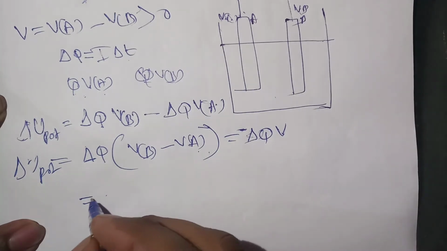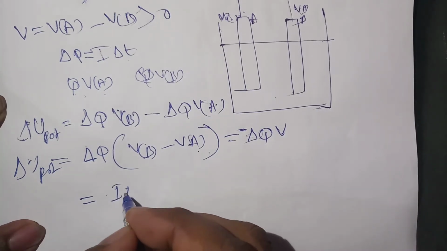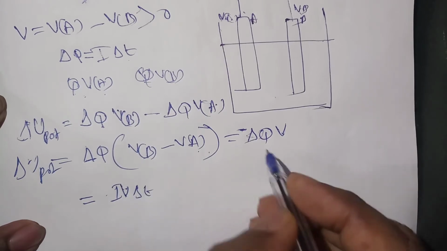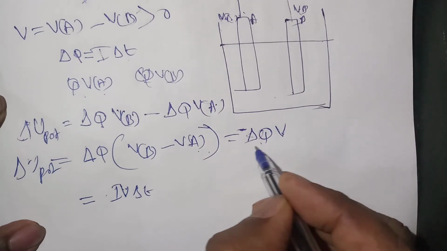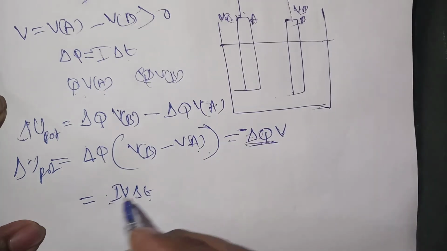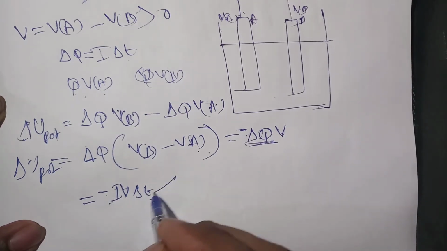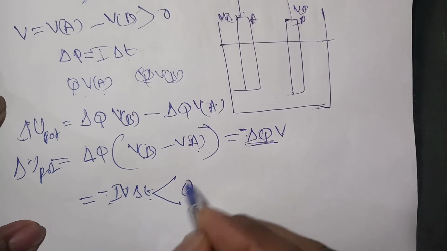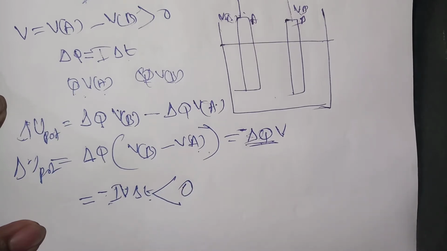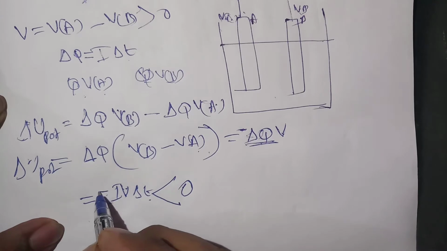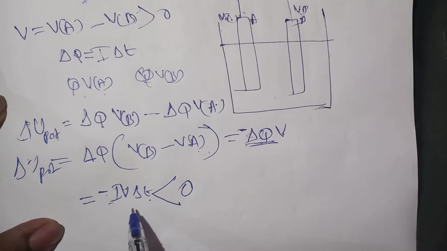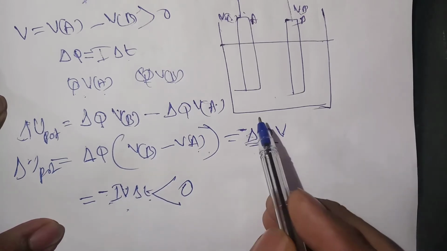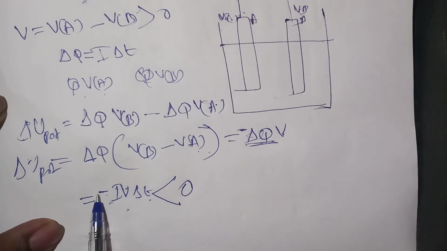So this value should be, delta Q can be written as I into delta T, so we get I into V into delta T, with the minus sign also. And we know as it is flowing, the change in potential energy should be negative, because from higher potential to lower potential only it is moving, and here we have the negative sign also. So this should be less than 0.